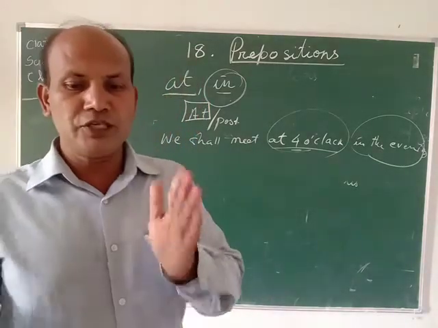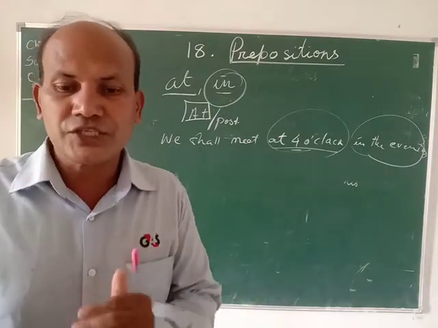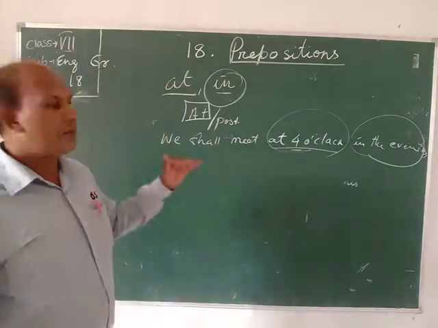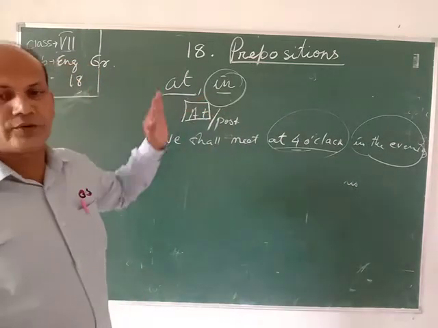If it is the name of a street, in is used. The Gulatis live at 25 King Street. That is, when you give a number of the house, at is used. In means a street name is given, and at is used with the house number.